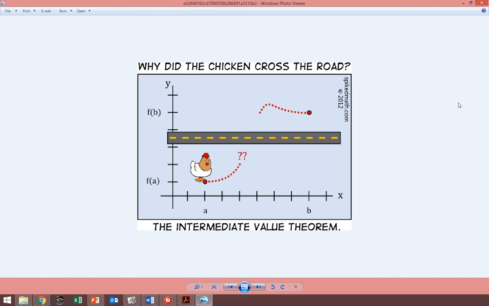Since it has to cross somewhere, does that mean you can graph both? Like if you're taking a test, you can graph both, and then just look at the point where they cross, and then you find that value.